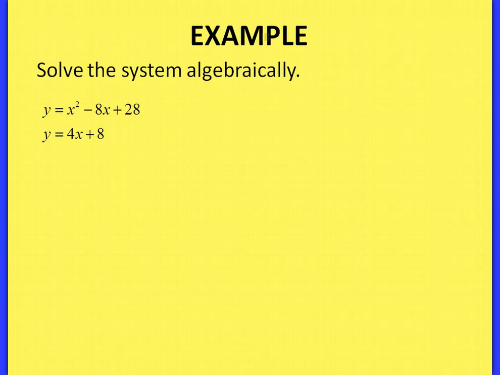So we're going to first make sure they're both equal to y, and in this case they've already been set equal to y, so we're good there. So the next thing we'll do is set them equal to each other.